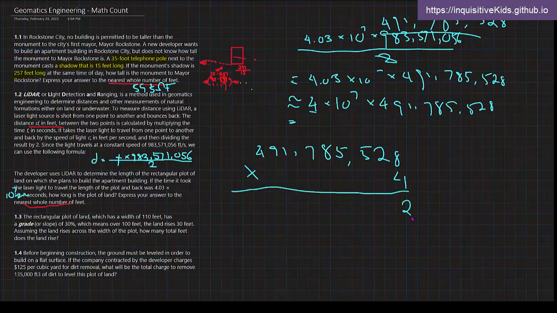So 8 times 4, 32. Carry that 3. 2 times 4, 8, plus that 1, 9. 5 times 4, 20, plus that 1, 21. 5 times 4, 20, plus a 2, 22. 4 times 8, 32, plus the 8, 40. So 34. 7 times 4, 28, plus 3, 31. 1 times 4, 4, plus 3, 7. 9 times 4, 36. Carry that 3. 4 times 4, 16, plus 3, 19.